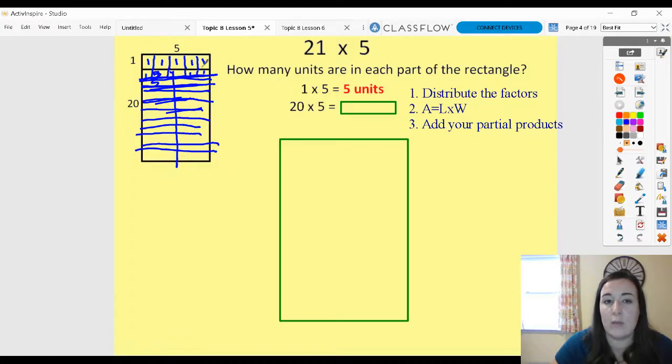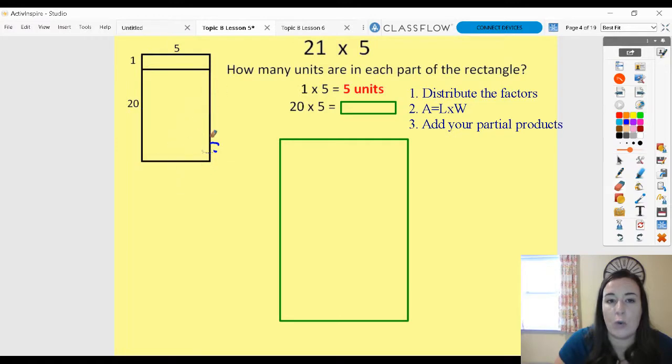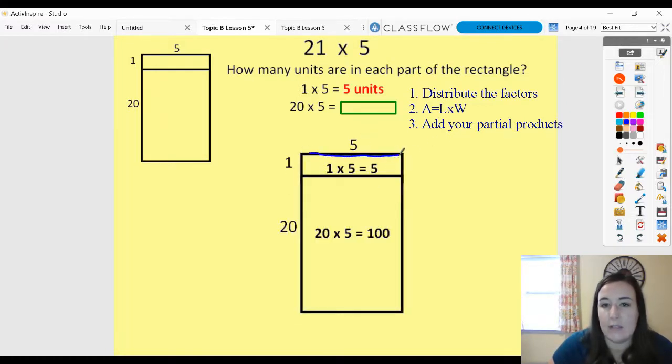We're just, instead of drawing with pictures, using our numbers to really show what we're doing in that problem. We're using our multiplication sentences to say, well, the length of this one is 5, the width is 1, so I'm going to take 1 times 5. My partial product is 5. The length of this one is 5, the width is 20, so I'm taking 20 times 5, and my partial product is 100. Now, since I've broken apart this 21, I need to take those two partial products and add them back together.